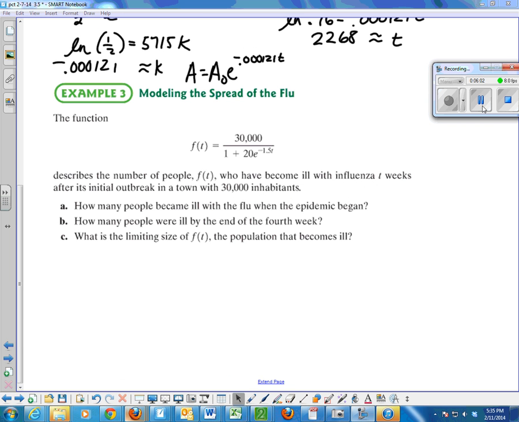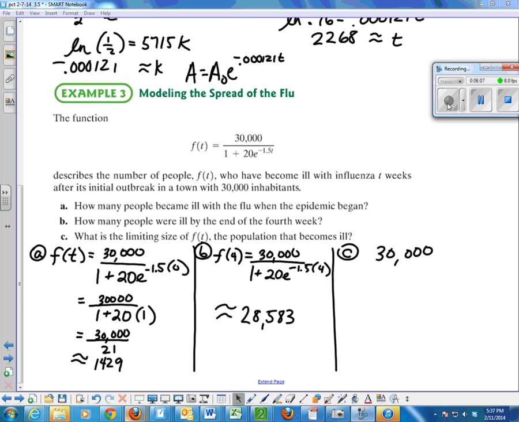Take a minute to read example 3 and go ahead and pause while you do that. Okay, in part A, it says how many people will become ill with the flu, or became ill with the flu when the epidemic began. So, if you look up here, it says who will have become ill with influenza t weeks after its initial outbreak. So when it began would be at time equals 0, 0 weeks after outbreak. So I took the formula here, wrote that down, and put in 0 for t.